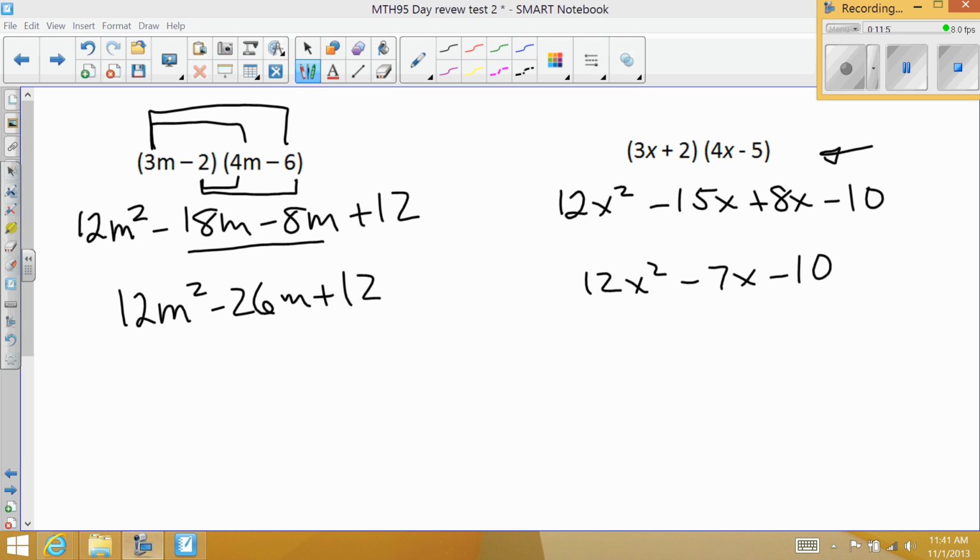I FOILed 3x times 4x for 12x squared, 3x times negative 5 for negative 15x, 2 times 4x for plus 8x, 2 times negative 5 for negative 10. Combining the two like terms, negative 15x plus 8x gives me a negative 7x. For my final answer, 12x squared, subtract 7x, subtract 10.